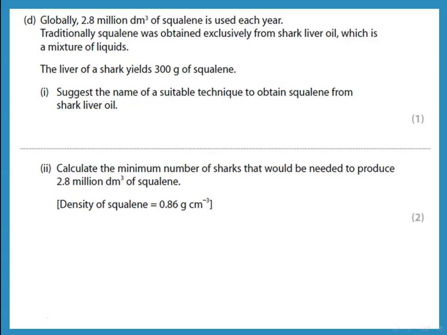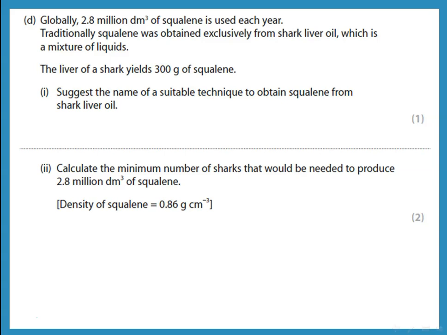Okay, the next question says globally 2.8 million decimeter cubed of squalene is used each year. Traditionally, squalene was obtained exclusively from shark liver oil, which is a mixture of liquids. And he's saying that the liver of a shark yields 300 grams of squalene. That means that each shark gives us 300 grams of squalene.